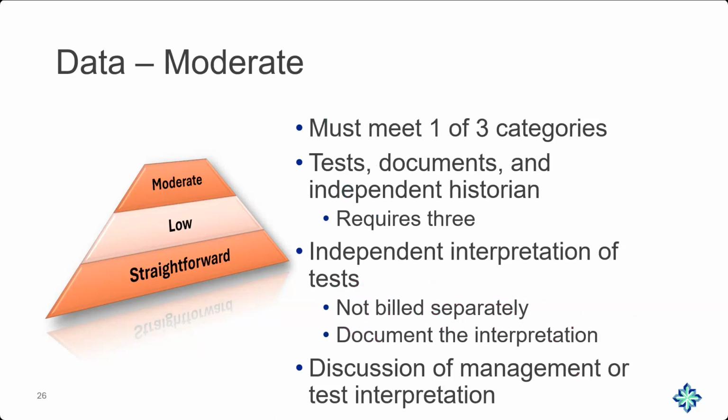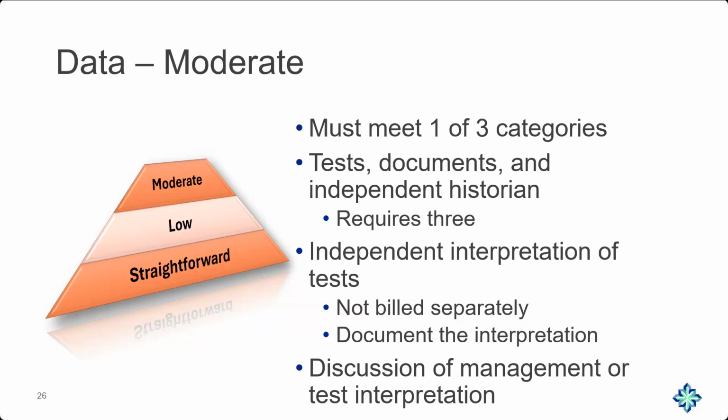Moderate, that is one of three categories. In the moderate portion of the chart, you do have to meet those moderate categories. So for test documents and independent historian, it's going to require three of the items in that. Again, not three separate bullets, but three things. So you might have three tests, but no independent historian. That's three tests. So keep that in mind. It doesn't have to be every bullet in the category, but you have to have the amount that it's asking for.